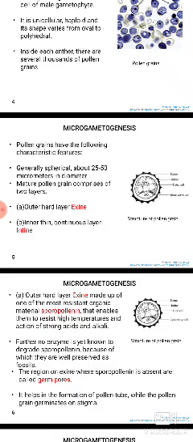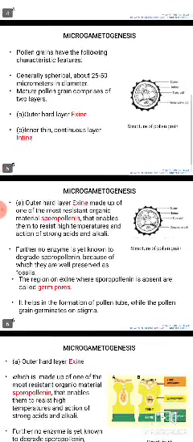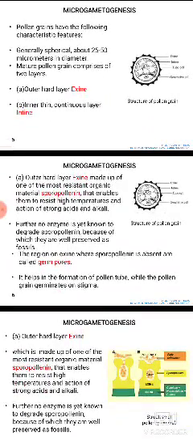Coming to the outer hard exine, this is made up of one of the most resistant organic materials known, called sporopollenin, that enables them to resist high temperatures and the action of strong acids and alkali. Further, no enzyme is yet known to degrade sporopollenin, because of which they are well preserved as fossils.